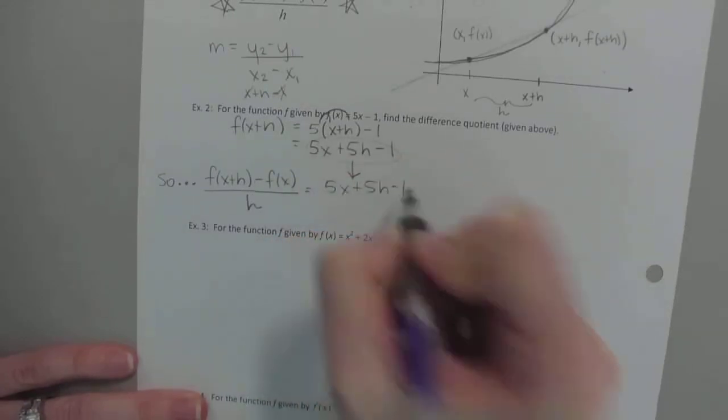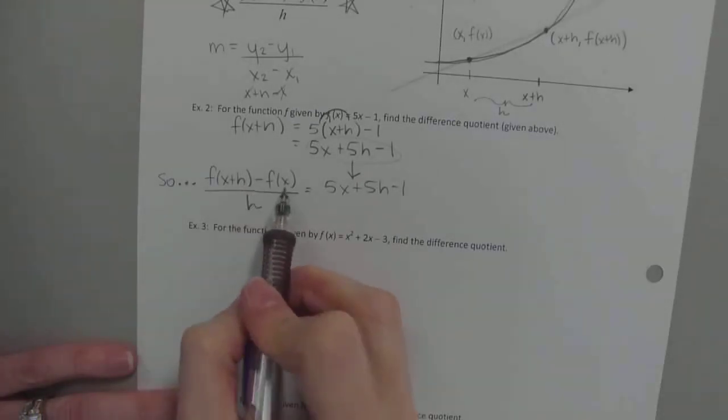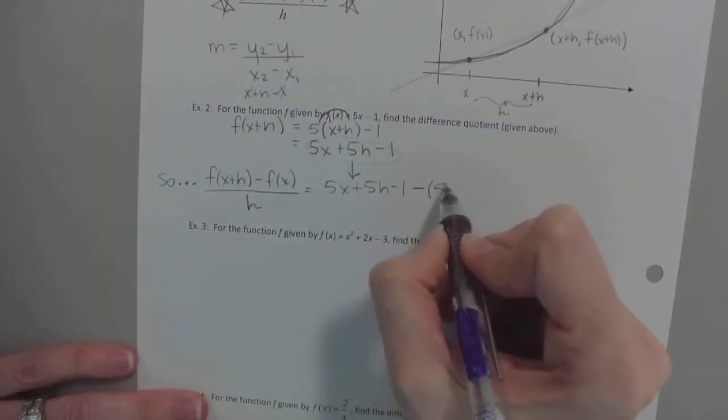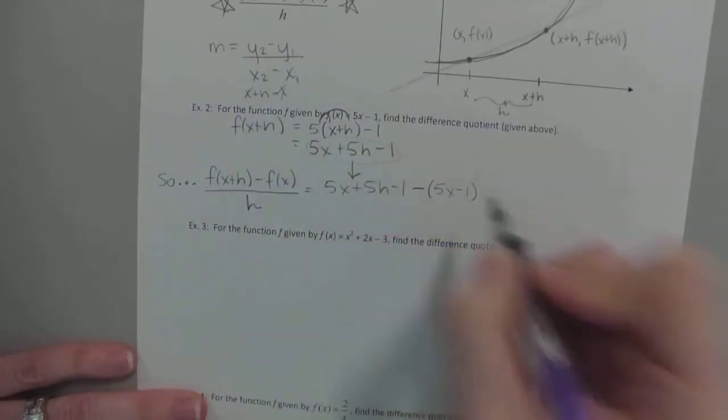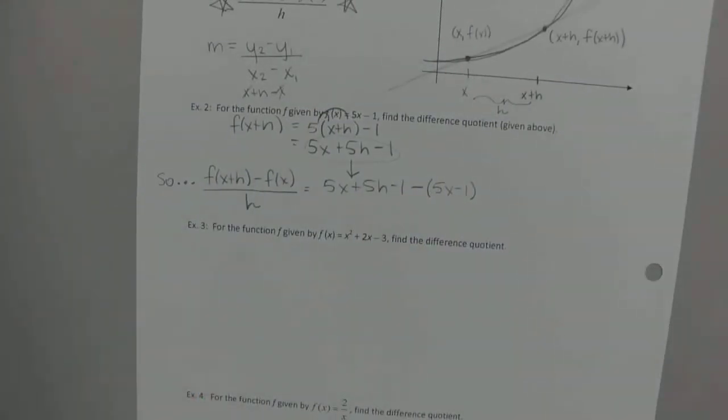Okay, so don't we know what f of x plus h is? Yeah. We just found it, right? So it's going to go straight down there. So we're going to have 5x plus 5h minus 1. Is that okay so far? And then what do I want to do? I want to subtract f of x. But what do I need to make sure I do with f of x? Put them in parentheses, because I want to subtract all of him.